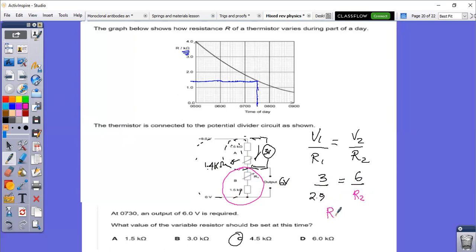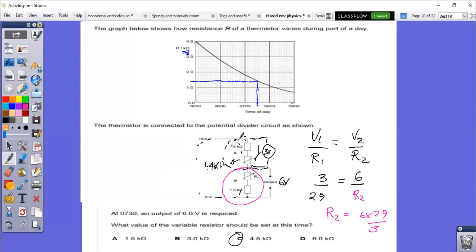So we can get, say, R2 is equal to 6 times 2.9 divided by 3. And what does that give us? If I punch that in, 6 times 2.9 divided by 3 is equal to 5.8. Now 5.8 minus 1.5, I get 4.3, but the closest one, it's all to do with how you read the graph really. So this would be the closest one.